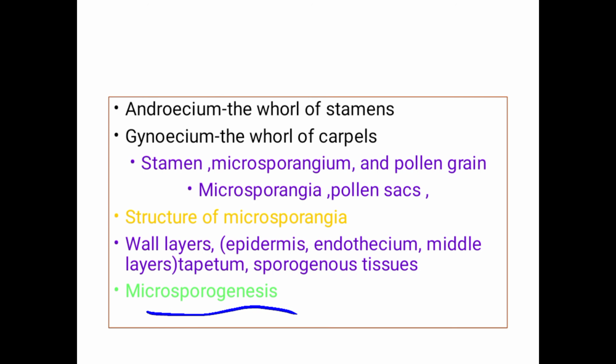So where does it take place? It takes place inside the pollen sac, or what? The microsporangium. The microsporangium contains some tissue known as the sporogenous tissue. In the sporogenous tissue, all the cells are capable of producing young ones. Is it clear? So this process of formation of microspores from pollen mother cells through meiosis is called what?